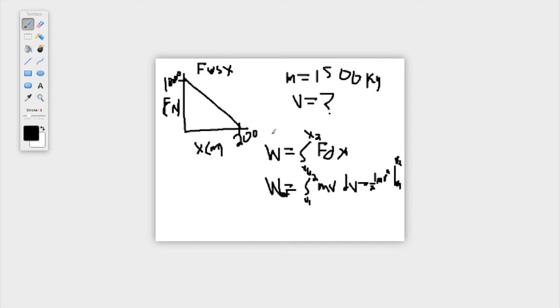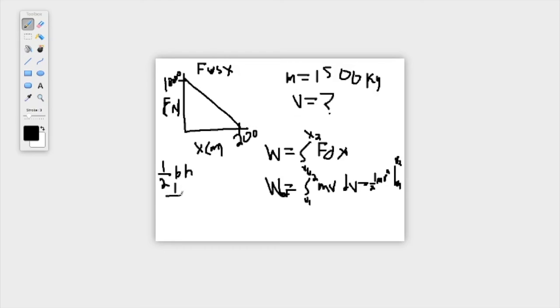Since this is a non-constant force, all we can actually do is apply this to what we have on the graph. So we could just take the area under the curve and evaluate this integral, and then set it equal to the change in kinetic energy. We see that this is a right triangle, so that'll be 1/2 base times height.